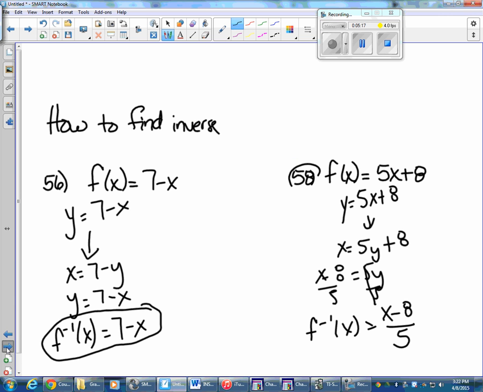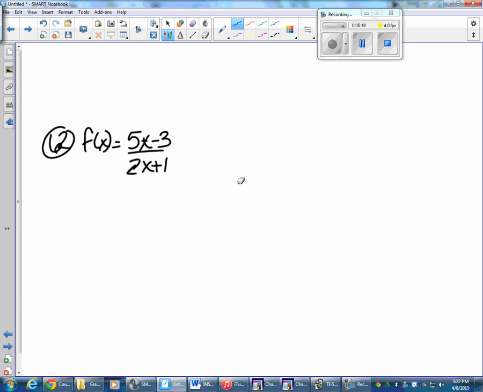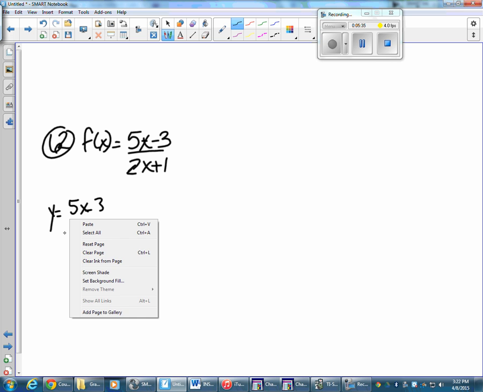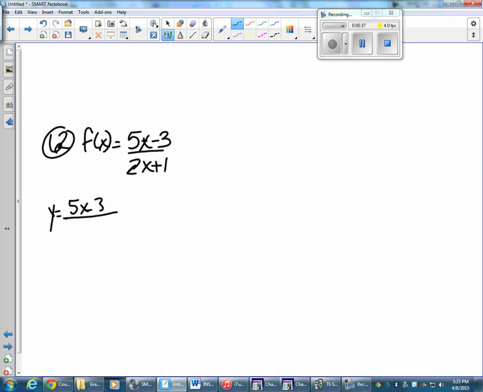All right, let's take a look at one that's not a line, maybe this rational function here. So the original problem, this one's going to be probably one of the toughest ones that you will do, are your rational functions that we just finished in chapter 4. So y equals 5x minus 3 over 2x plus 1. Whoops, sorry about that. And so what I'm going to do is change my y's to x's and my x's to y's. And I've got to solve for y.